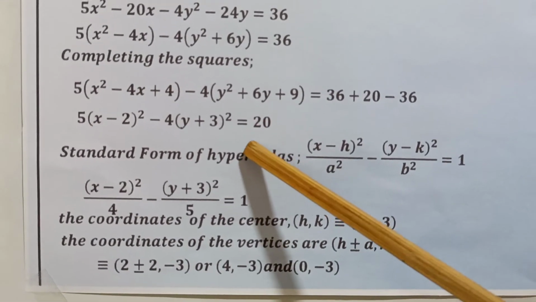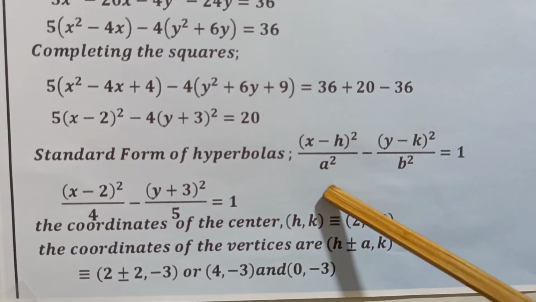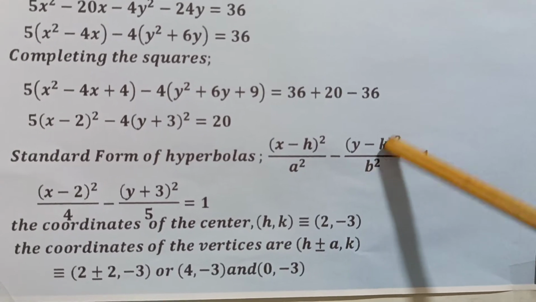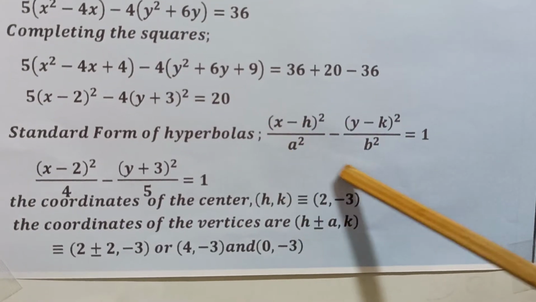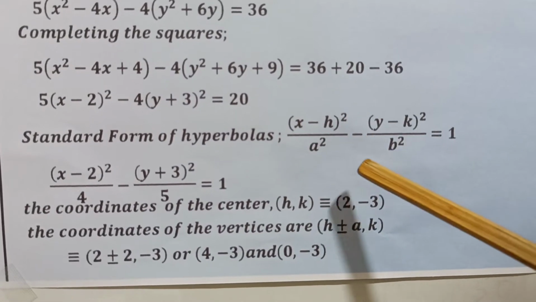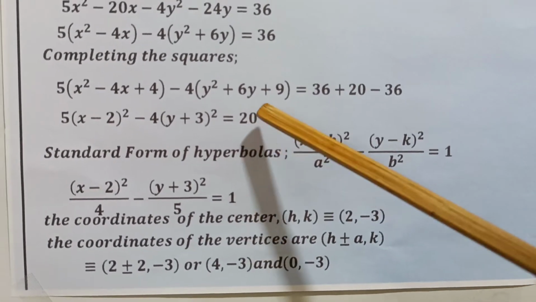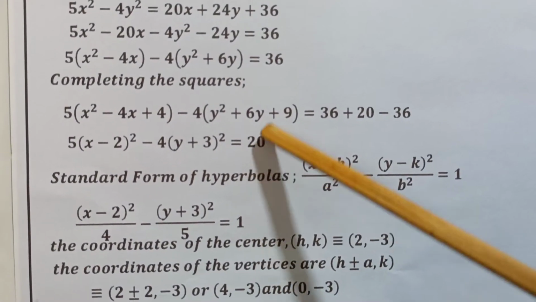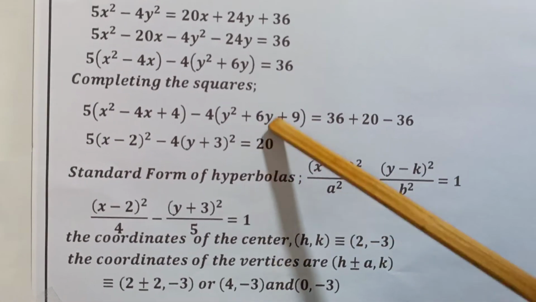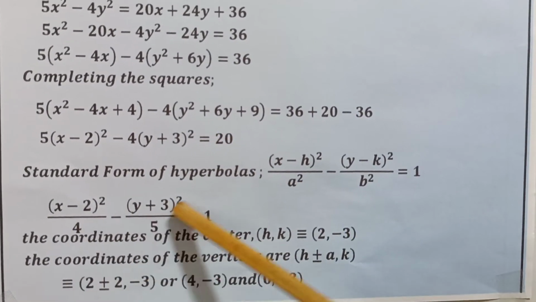So if we are to satisfy the standard form of hyperbolas, (x minus h) quantity squared over a squared minus (y minus k) quantity squared over b squared is equal to 1, we're going to just transform this equation to this standard form, and then we compare. So all we have to do is make this one unity, we make this one 1. So we divide the whole equation by 20. Dividing it by 20, we get this equation here.